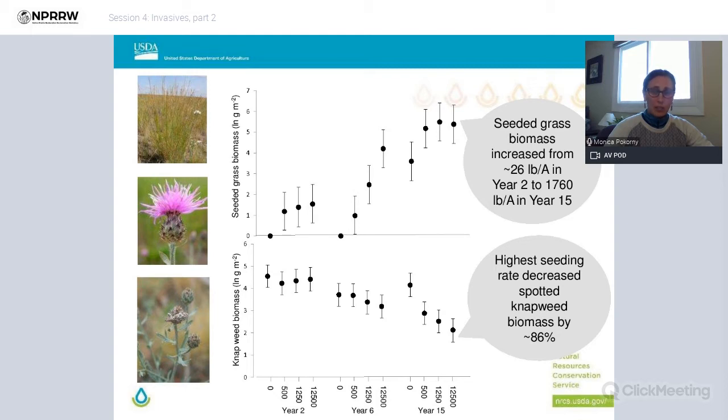So at the highest seeding rate, we decreased spotted knapweed biomass by 86% on the site. But I want to point out too that the 500 seeds per meter squared, which is more of a normal seed rate for broadcast seeding in a prairie system like this, also did comparatively well to the highest seeding rate and would probably be more economically practical.